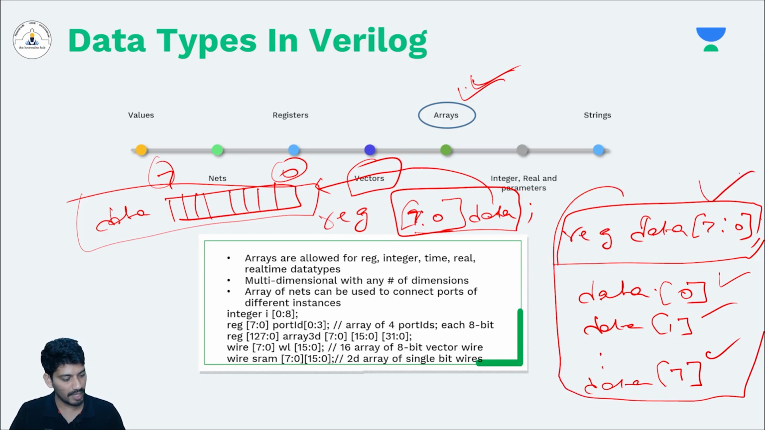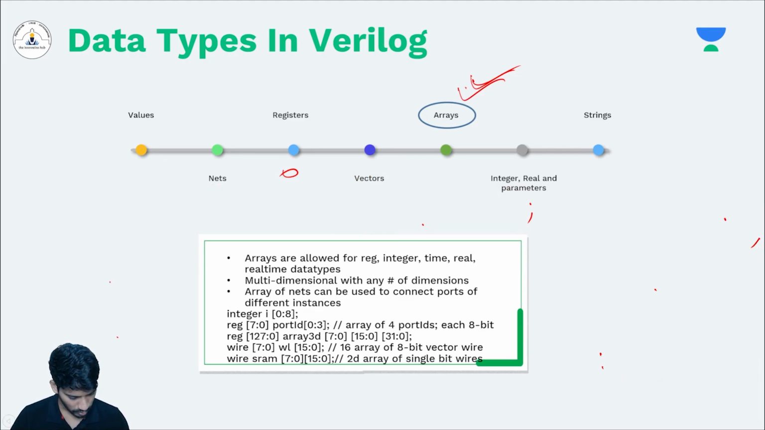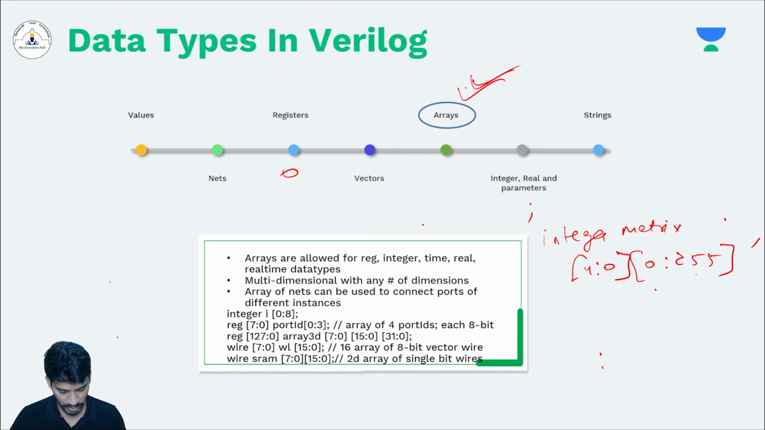This is a one-dimensional array. You can define 2-dimensional, 3-dimensional, whatever dimensional array you want. Let me show you an example. As I told, you can define multiple dimensional arrays like this. I want to define an array of integer, a matrix. How much? 4 down to 0 and 0 to 255. So this is a 2-dimensional array matrix.